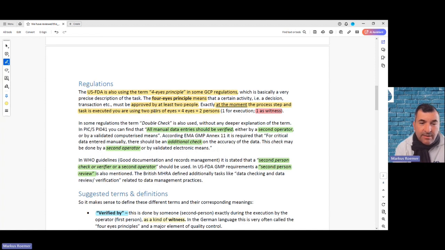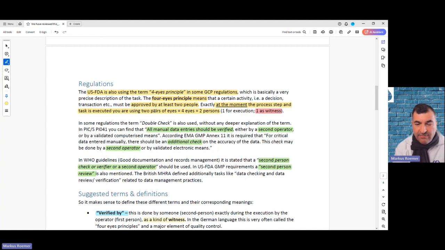I also mentioned here some other regulations. Some call it a double check, or all manual data entries should be verified either by a second operator or a validated computerized system. So plausibility checks, or you do additional checks, second operator. The WHO guidelines also use different expressions, second person check or verified by a second person. So you see they use different expressions, not only review, also checked or verified.